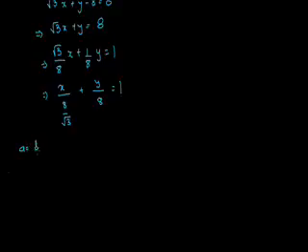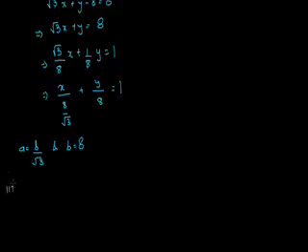Now comparing this equation of the line with the intercept form, we can say that a is equal to 8 upon root 3 and b is equal to 8, which means that the x-intercept which the required line makes with the x-axis is 8 upon root 3 and the y-intercept which the required line makes with the y-axis is equal to 8.